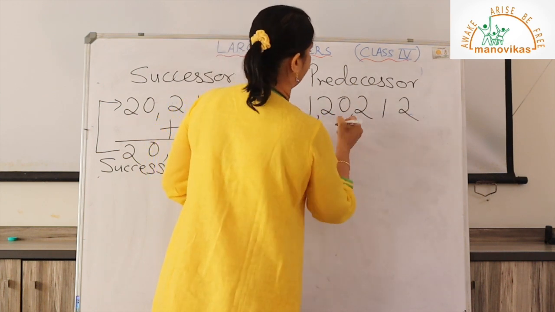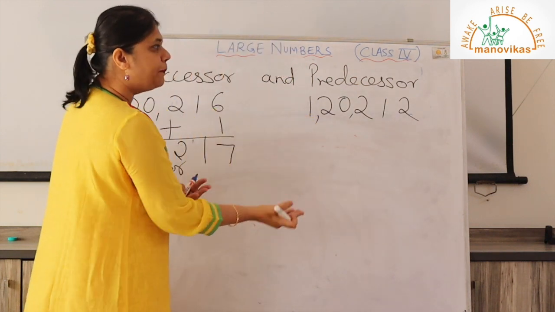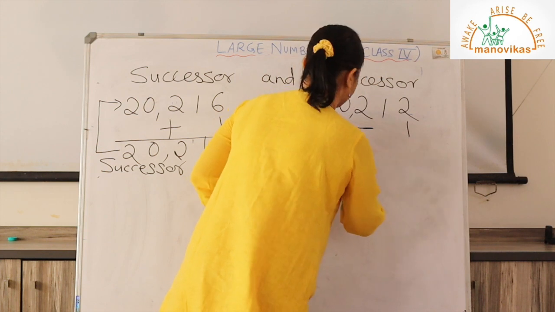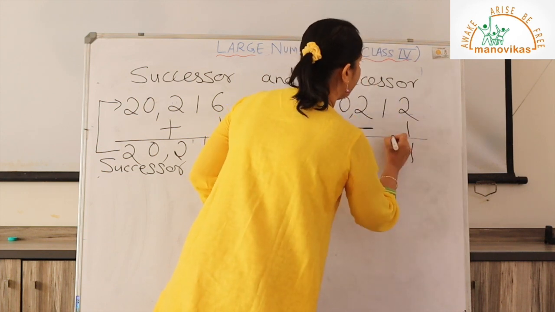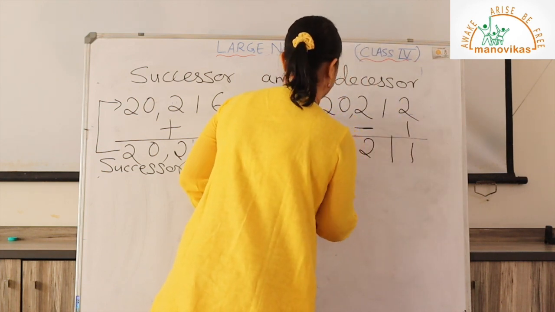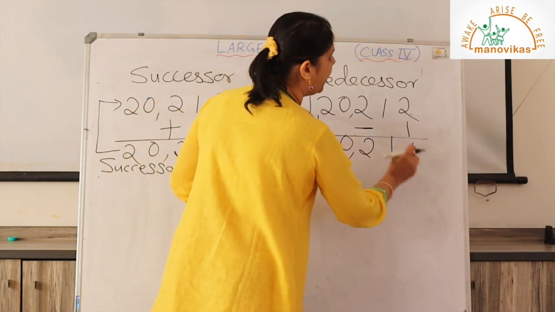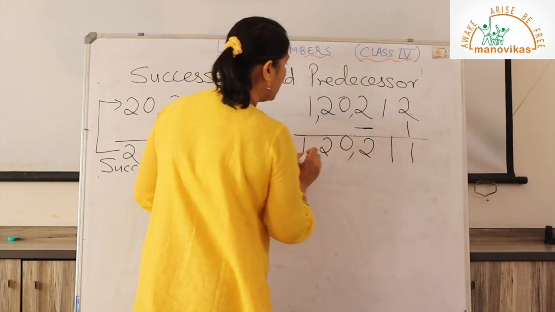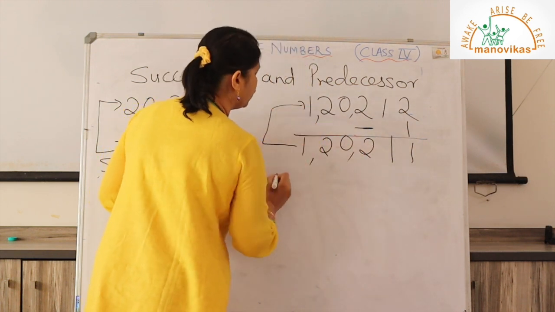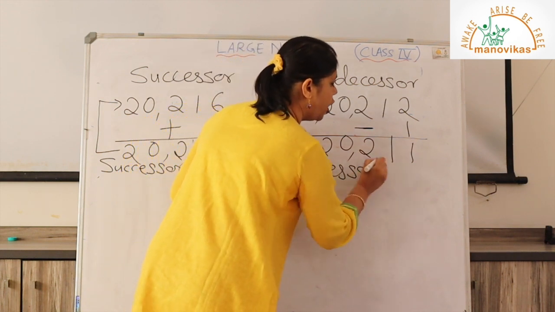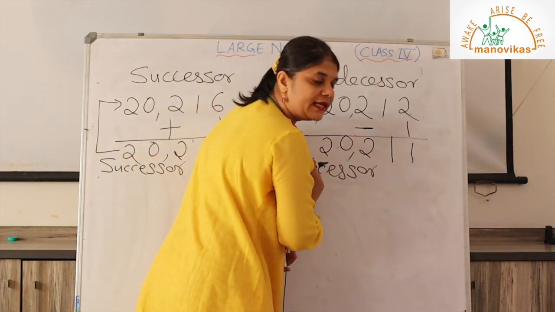okay, and you want to find the predecessor of this number. You minus 1 from the given number. So what will you get? So 1,20,211. So this is the number which comes just before the given number. So this is called what? This is called a predecessor.